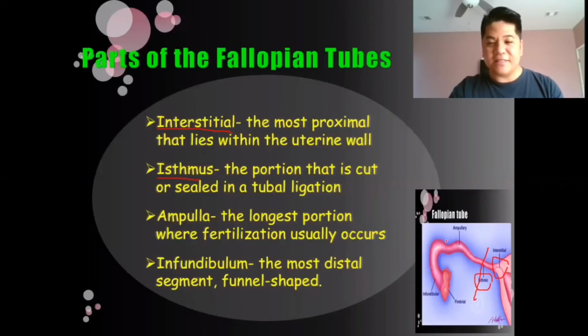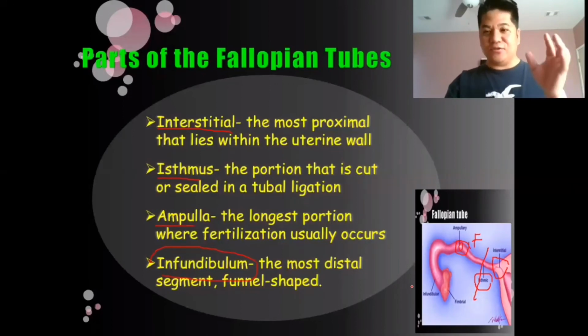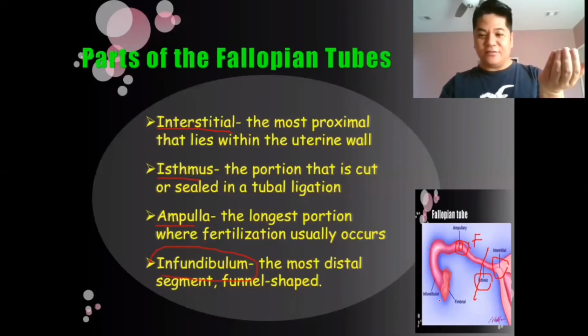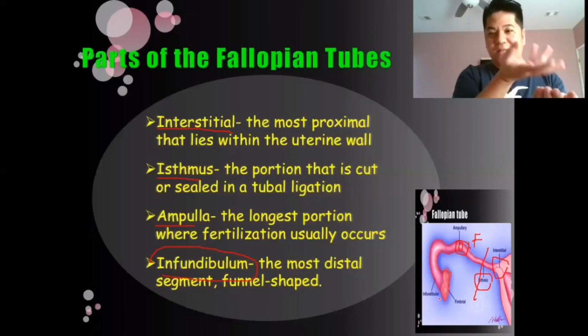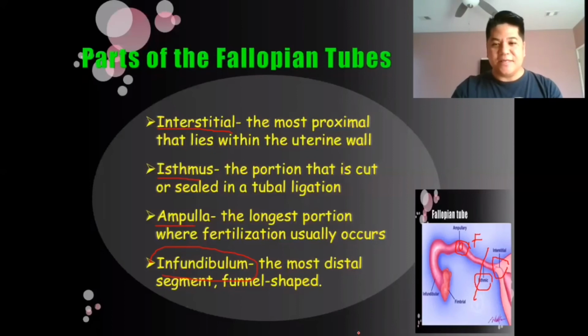Okay, now next is the ampulla. The ampulla is the largest portion, where, remember, the fertilization occurs. So the moment your egg cell is produced, it will travel to your ampulla, and then it will wait for the sperm cell to move and meet over your ampulla on the fallopian tube. And the infundibulum is the most distal segment of your fallopian tube, where it catches the egg cell during the process of ovulation. Okay, so that's your infundibulum.